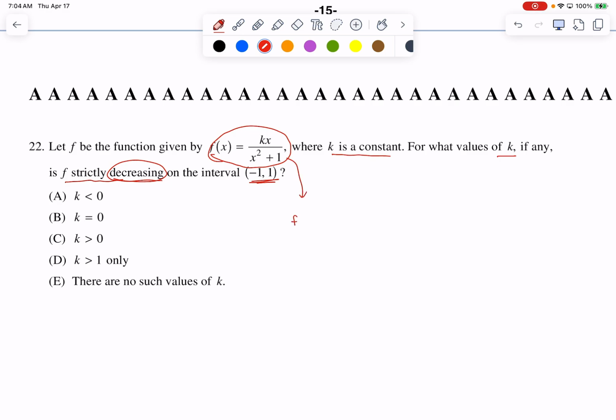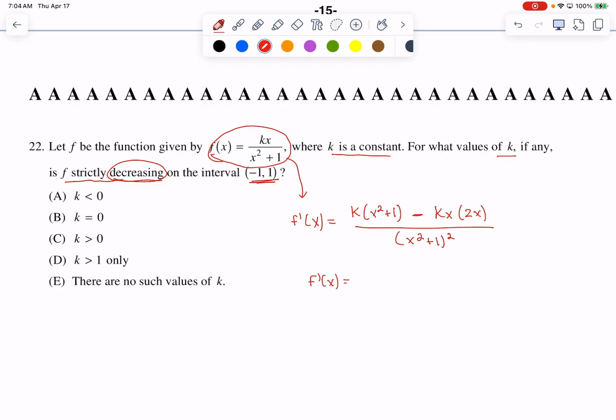So we have to find the first derivative. I'm going to find the first derivative, which is going to require what rule for kx over x squared plus 1? Quotient rule. So we got k times x squared plus 1. That's the derivative of the top times the bottom, minus the top, kx, times the derivative of the bottom, which will just be a 2x, over the bottom squared.